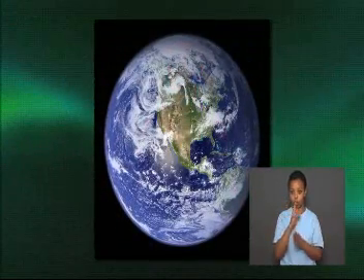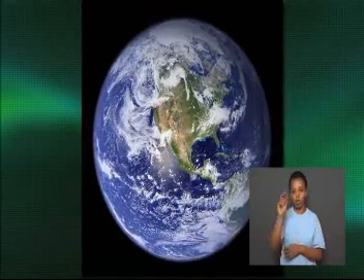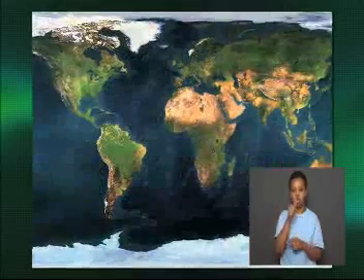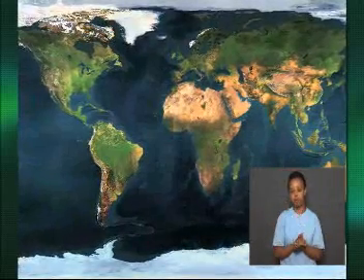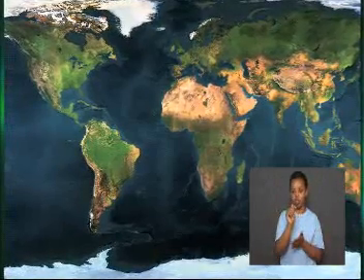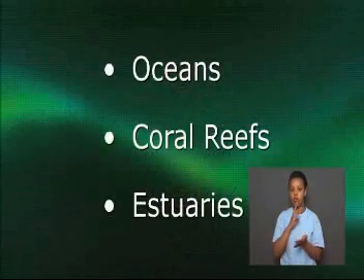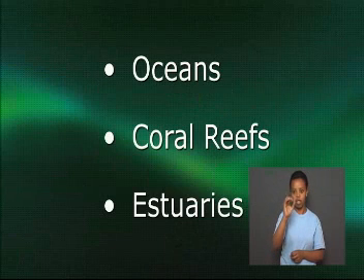Marine regions cover over half of the Earth's surface. The algae found in these regions supply most of the world's oxygen supply, and they take in a large amount of atmospheric carbon dioxide. Also, the evaporation of the seawater provides rainwater for the land. The marine biome includes oceans, coral reefs, and estuaries. We will look at the characteristics of each environment.